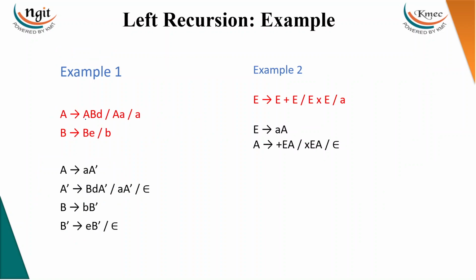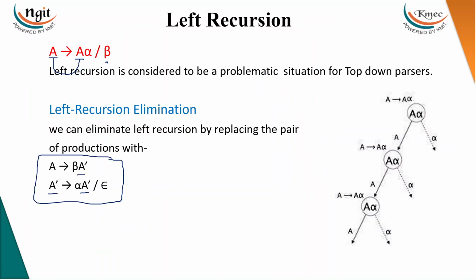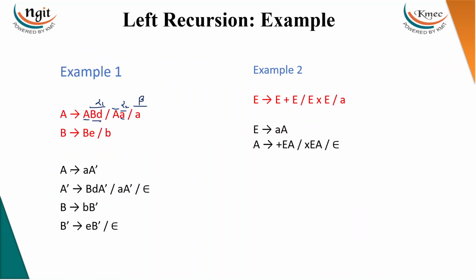Here, this is A and this is alpha 1, and again A, alpha 2 and beta, right? So what we can write: A dash tends to alpha 1 A dash, alpha 2 A dash or epsilon. That's what we have done, right? So beta A dash tends to alpha A dash or epsilon. Here we are having two alphas, then you have taken two times. Now see here, again B.